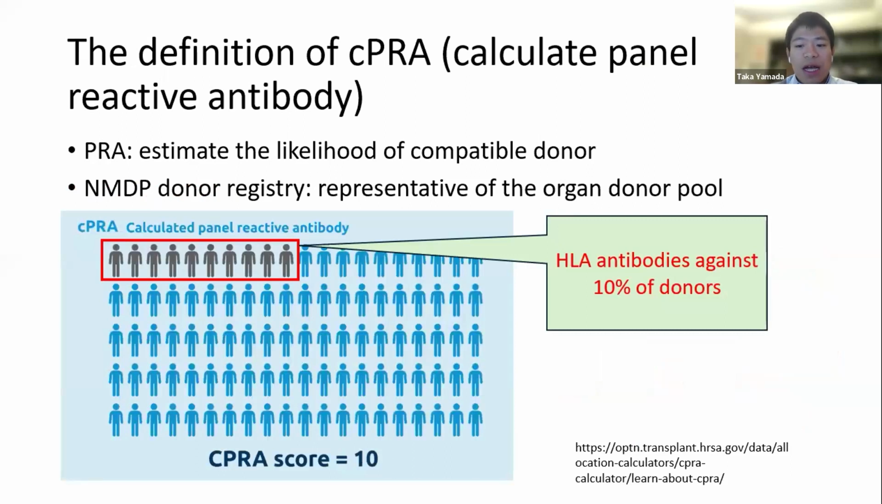Calculated panel reactive antibody, CPRA, is a measure used to estimate the likelihood of encountering an incompatible donor. The data set is obtained from the National Marrow Donor Program, NMDP, donor registry as a representative sample of the potential local organ donor pool. For example, a CPRA of 10% means that the patient's HLA antibodies are incompatible with 10% of potential donors.